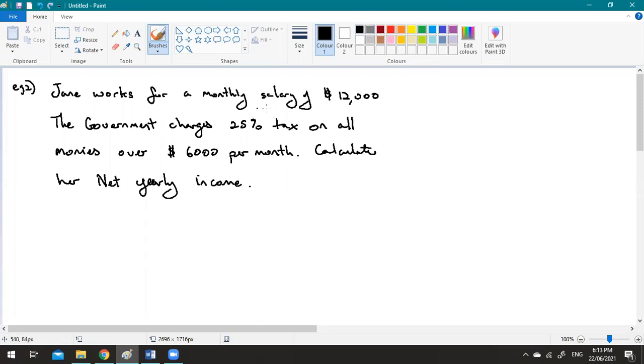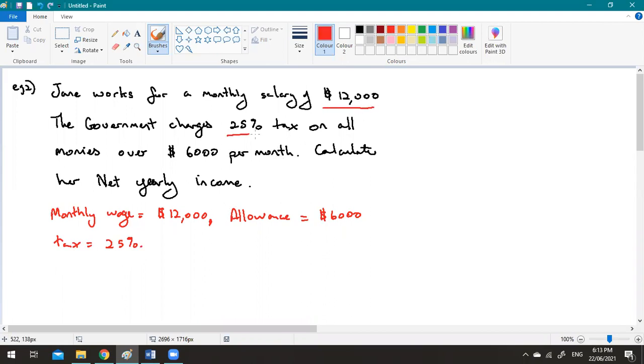All right. So Jane Root's monthly salary of $12,000. The government charges 25% tax on all monies over $6,000 per month. Calculate her net yearly income. So the information that is given is a salary or monthly wage, which is $12,000. They also give us what the allowance is, which is $6,000 per month, and they give us the tax bracket, which is 25%. Right, so that's the information that is given in the question. So that's here, here, and here.